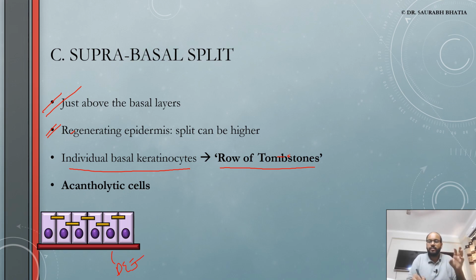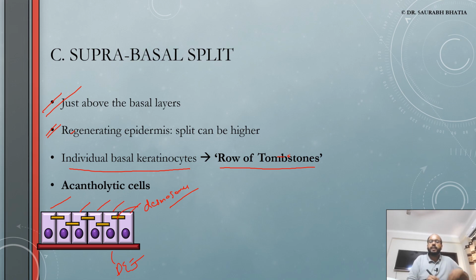They are firmly attached by desmosomes. So the yellow bars are desmosomes. Okay, and they are firmly attached to their neighbor cells with the desmosomes. But if you have a split, and these desmosomes are vertical also. So you can see them vertically also.